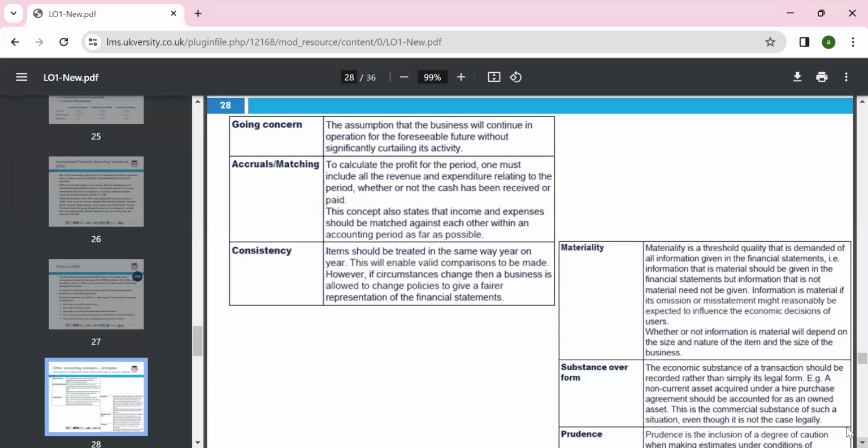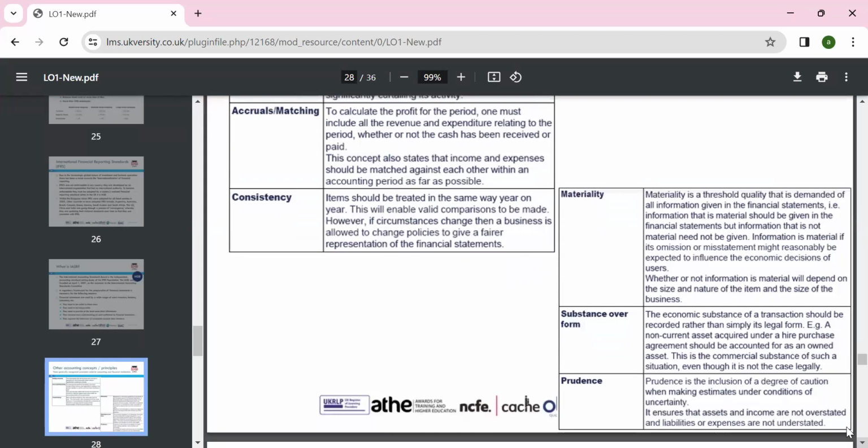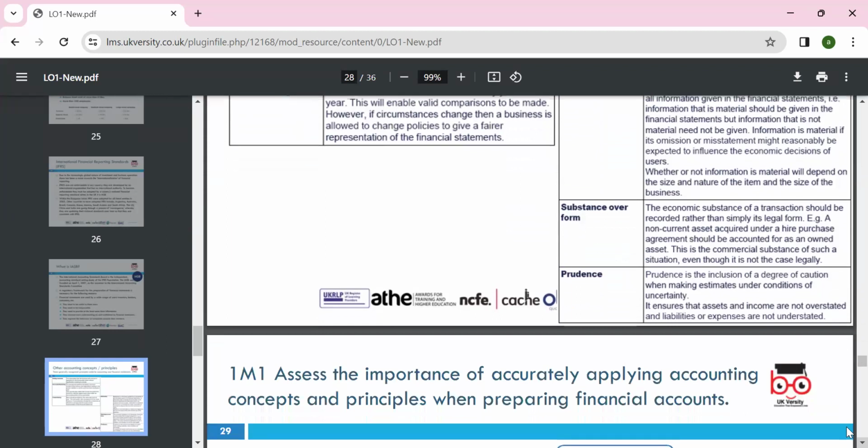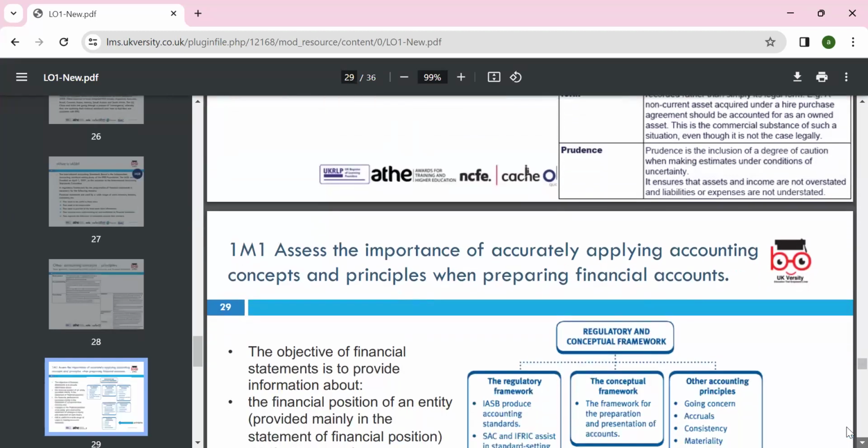So because we have consistency, materiality: all the significant information, material transactions, should be included. Substance over form: the economic substance of the transaction should be recorded, because it can be a legal form, and non-current assets acquired under hire purchase agreements and all should be clearly recorded. And prudence means estimates under the condition. It should be true, fair, and neutral. All the information we can prove as well.